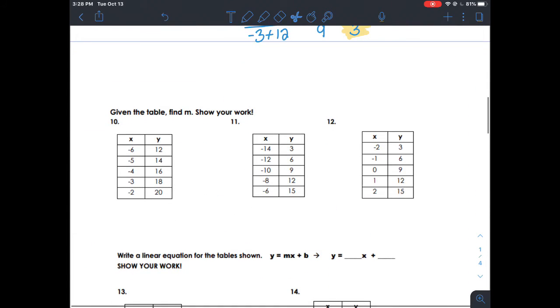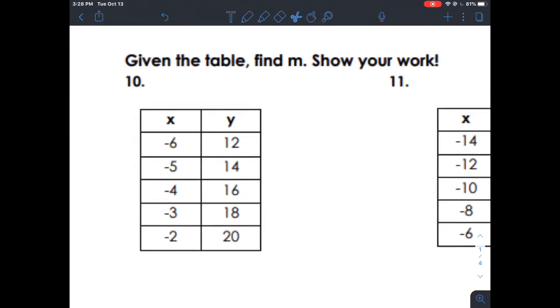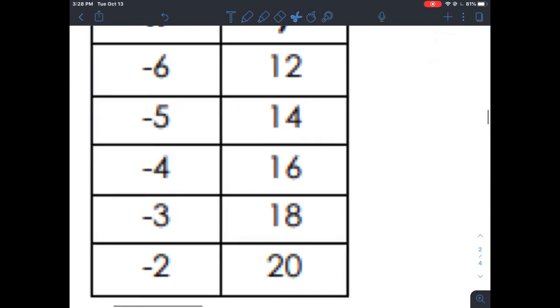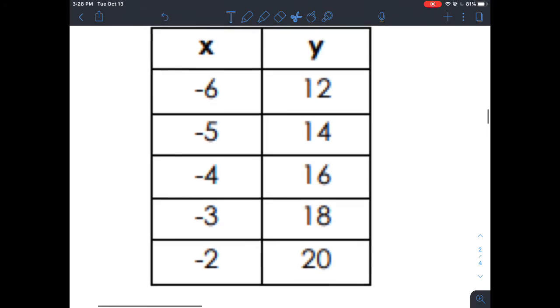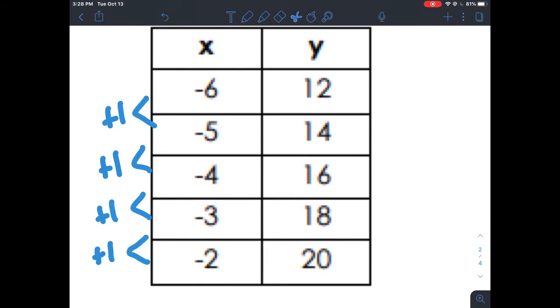Next part, given the table, find m. Show your work. Rise over run, y's over the x's, difference of the y's over difference of the x's. So going with that, I'm going to find the difference between my x's. How did I get from one x to the next? From -6 to -5, I added 1. -5 to -4, I added 1. -4 to -3, I added 1. -3 to -2, I again added 1.